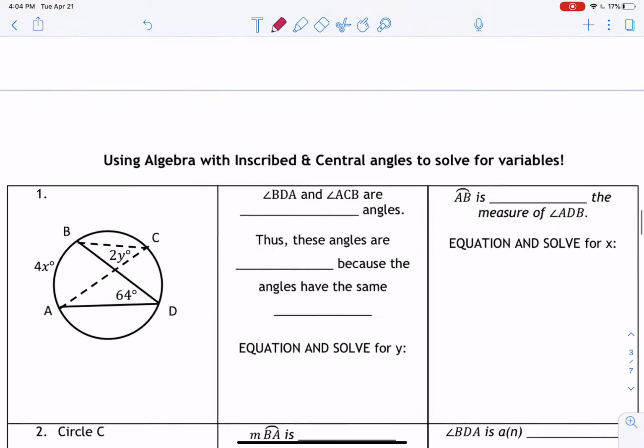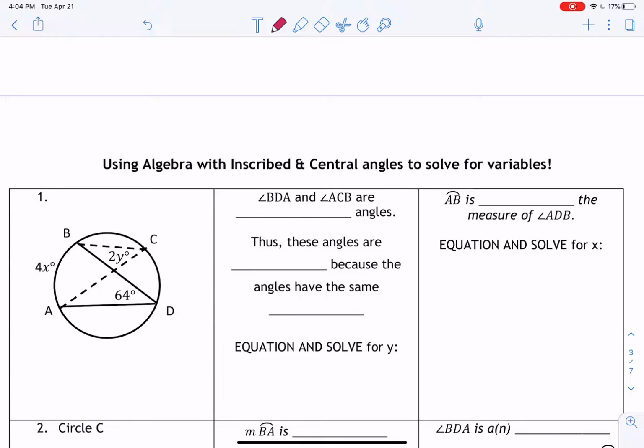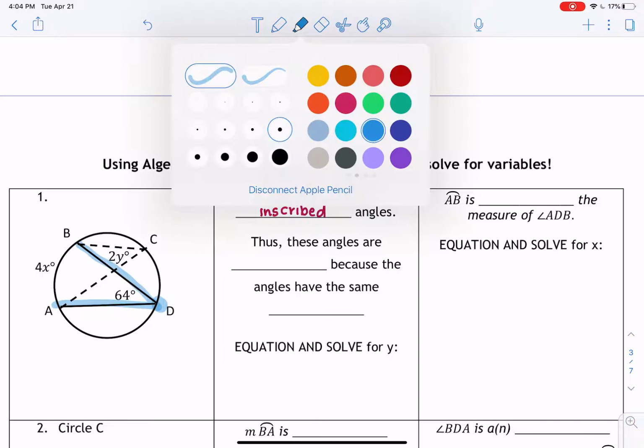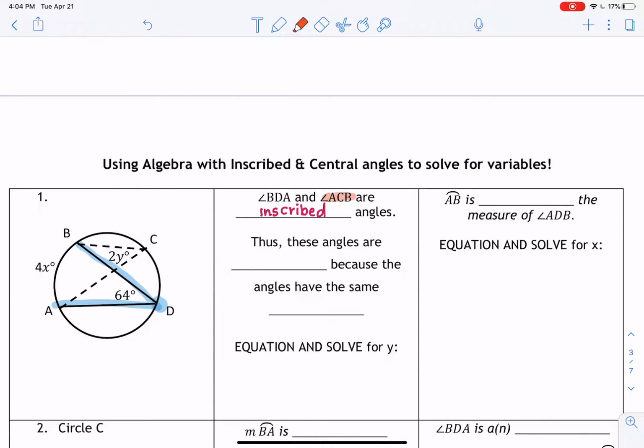This is a lot on the page, so we're just going to focus on number 1 for right now. First it says angle BDA and angle ACB are blank angles, so it's looking for inscribed or central. First BDA. You're going to want a highlighter or some colors. It's going to be really helpful. That is an inscribed angle because point D is not the center. Now, angle ACB. Oh, look at that.